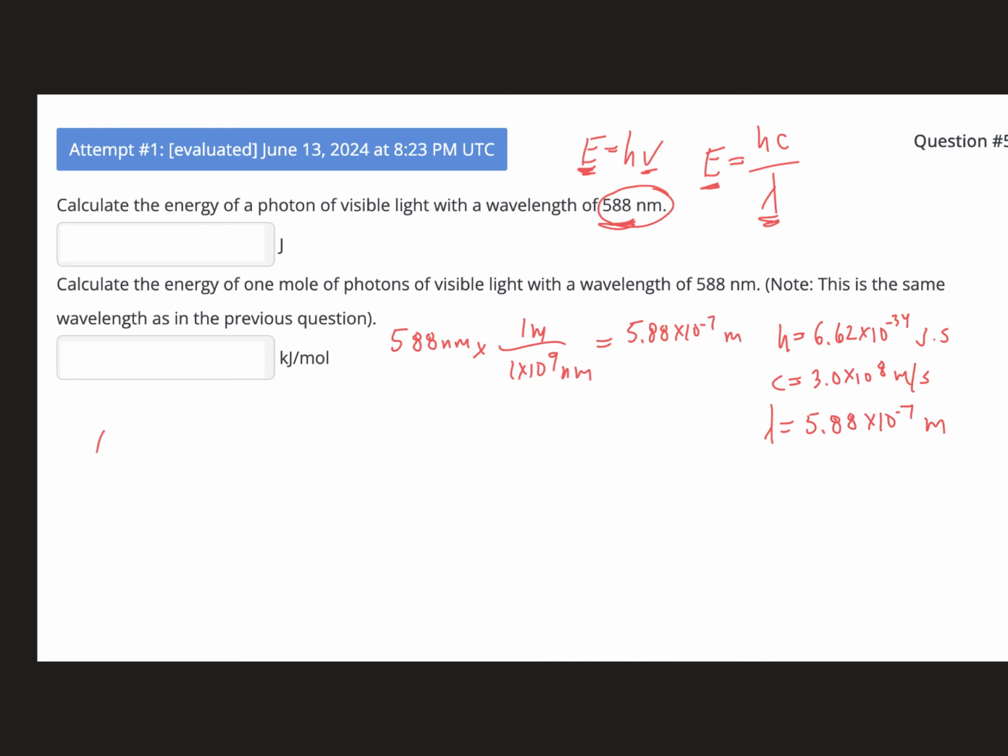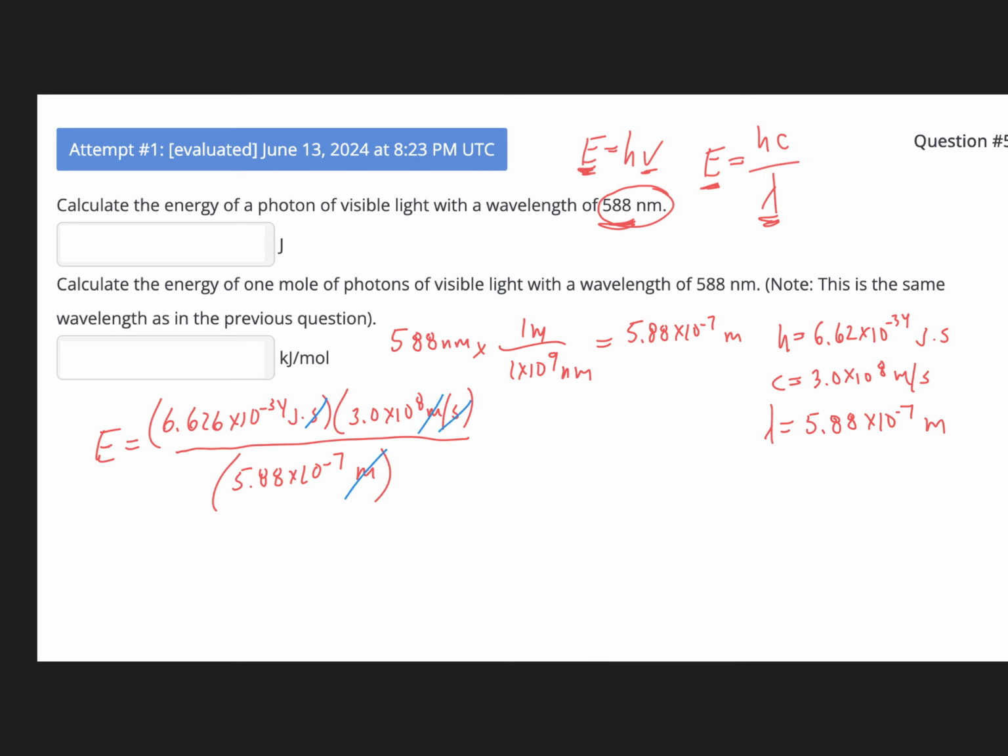Now we can find the energy associated with this wavelength of light. Energy equals Planck's constant, 6.626 times 10 to the minus 34 joules times seconds, times the speed of light, 3 times 10 to the 8th meters per second, over the wavelength of this light, 5.88 times 10 to the minus 7 meters. Unit analysis, right? When we multiply, seconds cancel out. When we divide, meters will cancel out. And that's going to leave us with joules, which is good because we are looking for energy in joules.